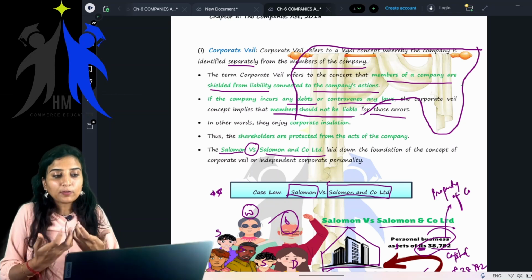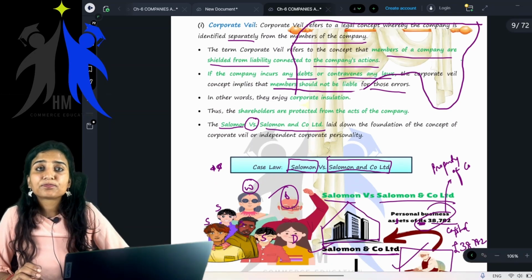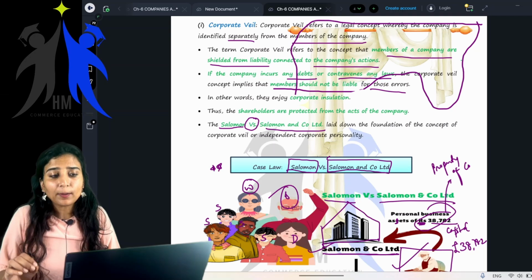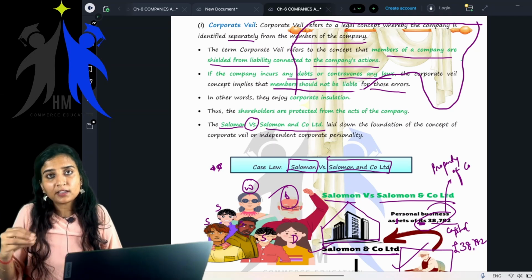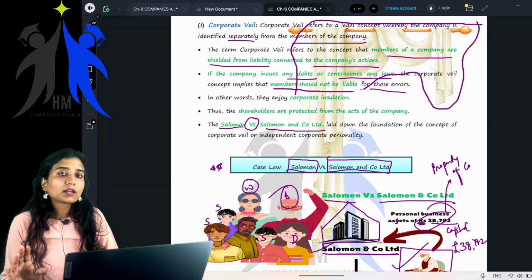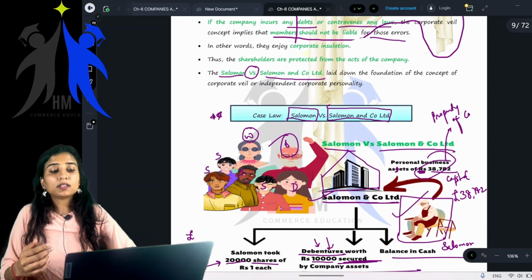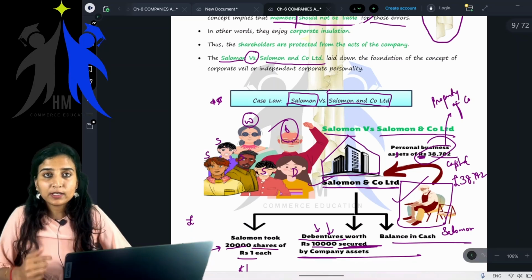The corporate veil. What do you mean by corporate veil? The members of the company are shielded from the liability related to the actions of the company, meaning if it defaults on any debts or contravenes any law, the members of the company are not responsible. The company itself is responsible. This is what was laid down in the case law Salomon versus Salomon and Company Limited.